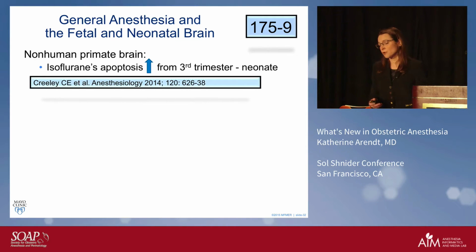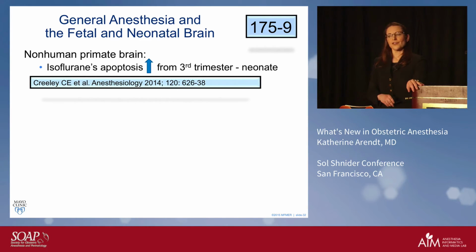What had been previously shown in the rodent brain was also shown in the non-human primate brain, in which isoflurane's apoptotic effects increased throughout the 3rd trimester, probably into the neonatal period, probably having something to do with effects on oligodendrocytes. That's when they begin to develop myelination potential. And so we actually get a worse effect as we approach term with isoflurane.